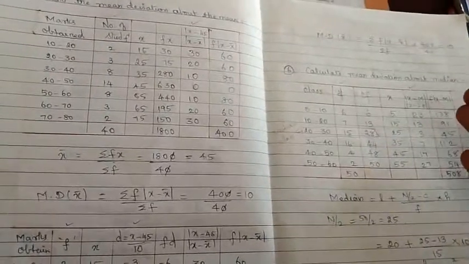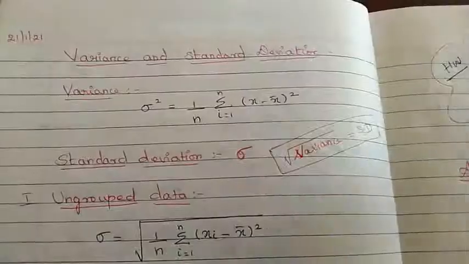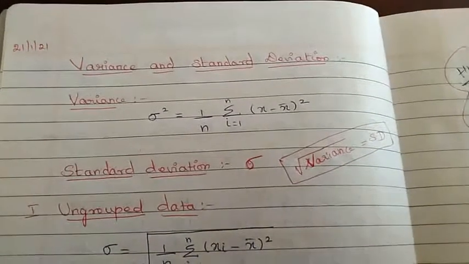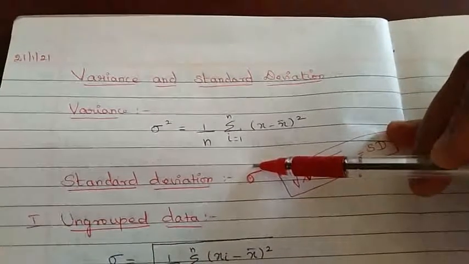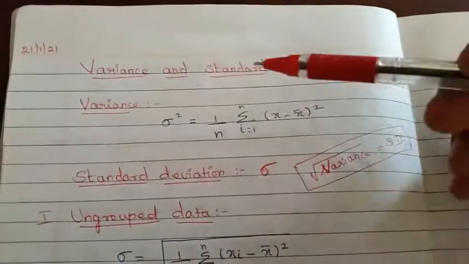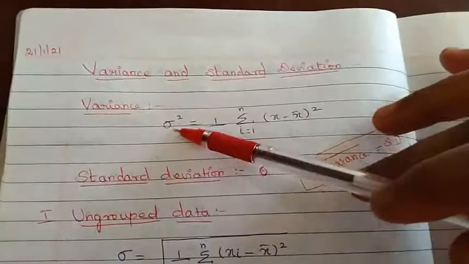Next, let us see standard deviation. Next, we are going to see about variance and standard deviation. So standard deviation is denoted by sigma. Standard deviation squared is called variance. Variance is denoted by sigma square.